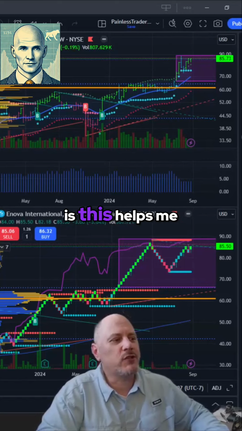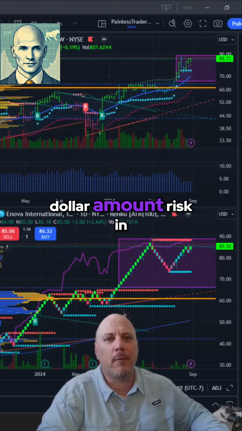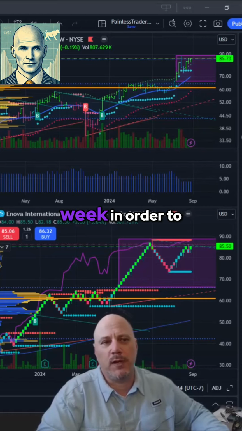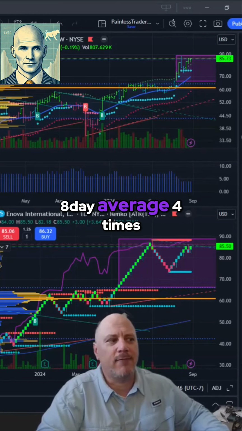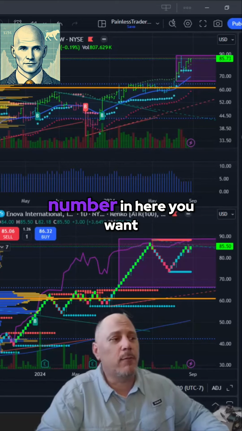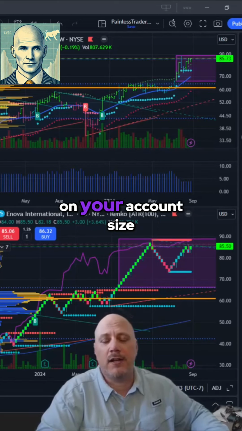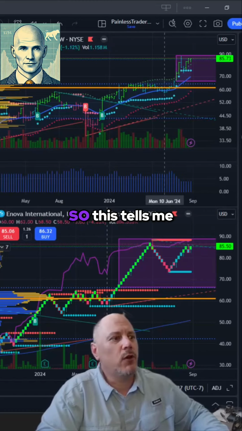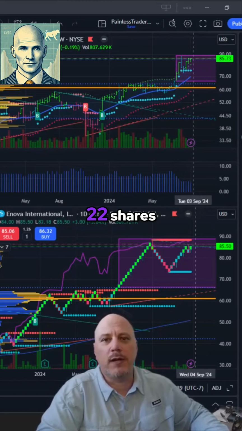So what this does is help me determine the dollar amount risk in any particular trade. And I use average true range for the week in order to do it. So I take an 8-day average, 4 times multiplier, and I want to risk $200. You can put any number in here you want based on your account size. I don't like risking more than $200 regardless of my account size. So this tells me that I'm going to buy 22 shares.